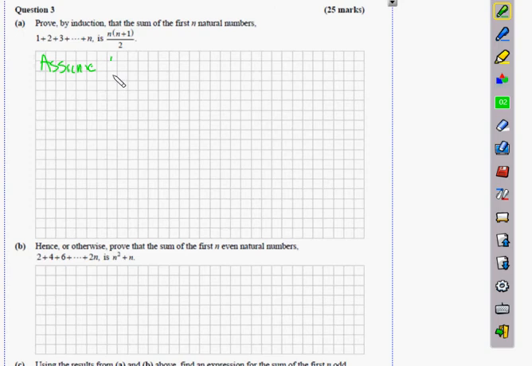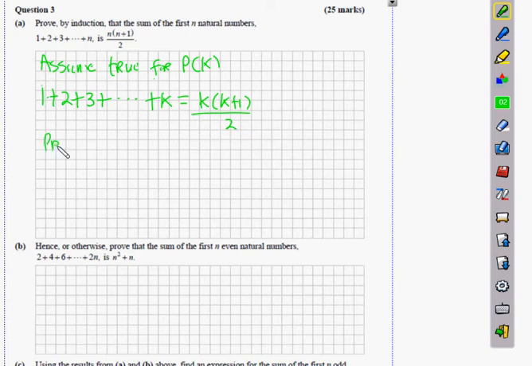Assume true for P of K. Now when you do that, we're going to get 1 plus 2 plus 3 plus dot dot dot plus K equals K into (K plus 1) all over 2. Now, once you've done that, what you're going to do next is we're going to prove for P of K plus 1.